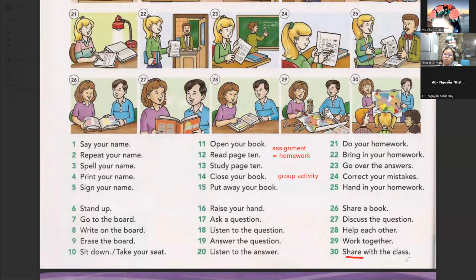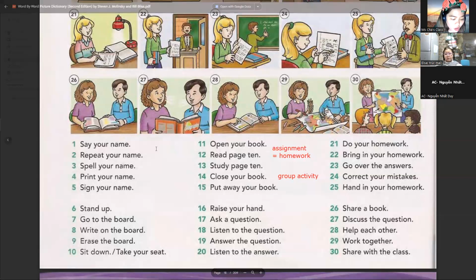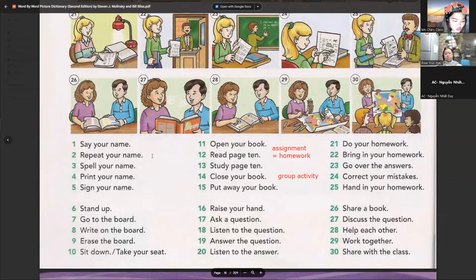So when you say 30, share with the class, meaning you're going to present inside the classroom what you've made. You share it with the class.